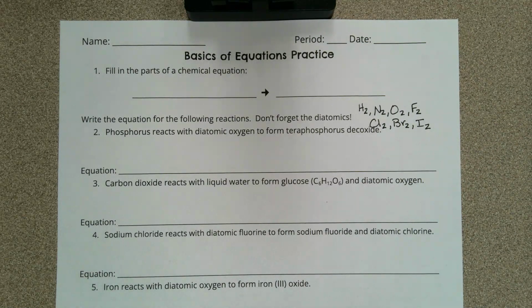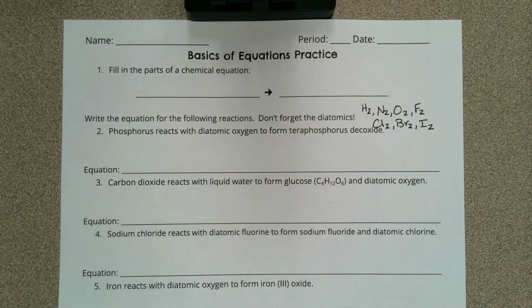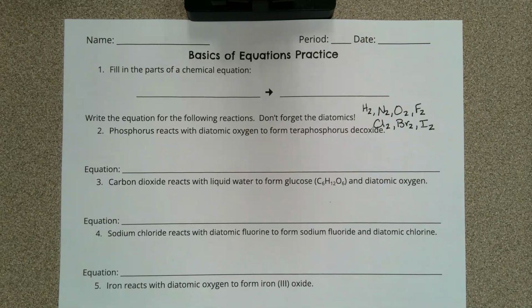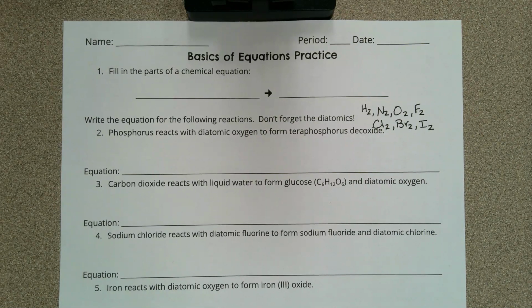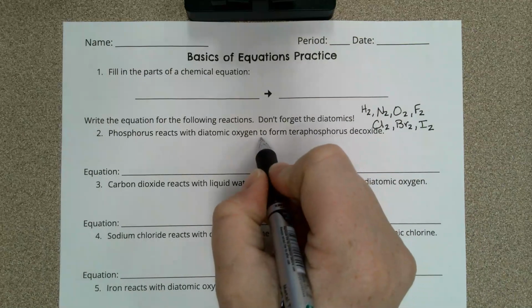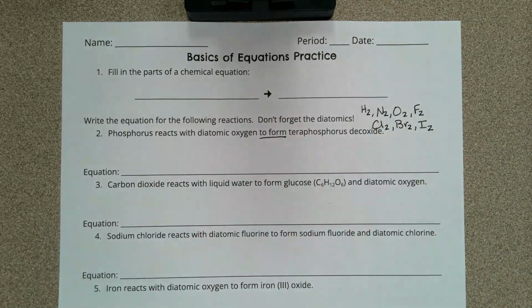Okay, so when you are going from your words to equations, the first thing you want to do is to write out what your chemical formulas are for everything that's in your equation. And then look for those keywords, the "to form." Remember that "to form" tells you what's your reactants and what's your products.